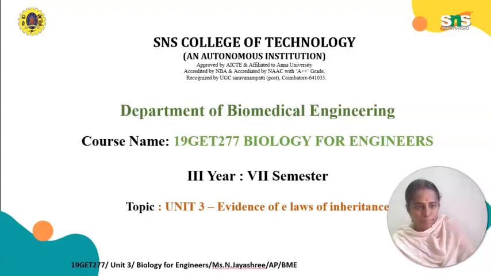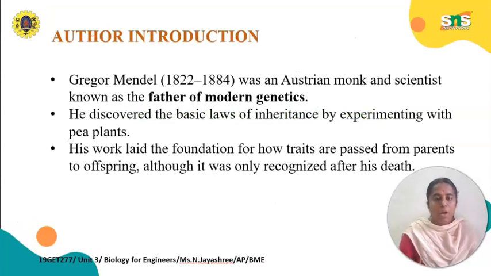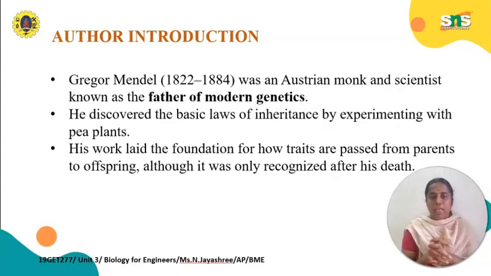So first, the author introduction. Gregor Johann Mendel was an Austrian monk and scientist known as the father of modern genetics. He discovered the basic laws of inheritance by experimenting with pea plants. His work laid the foundation of how traits are passed from parents to offspring, although it was only recognized after his death. Gregor Johann Mendel, the father of modern genetics, lived from 1822 to 1884.